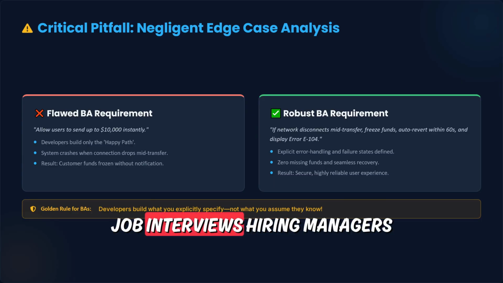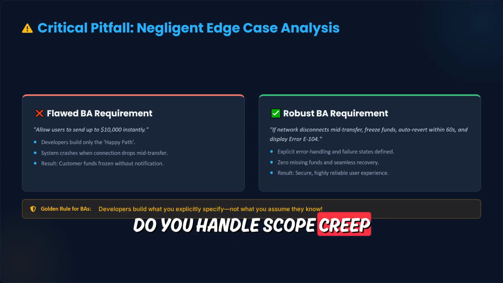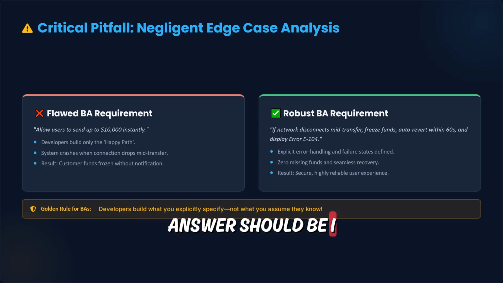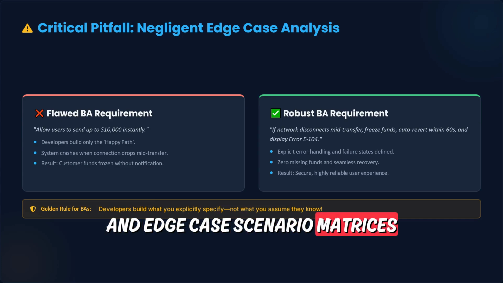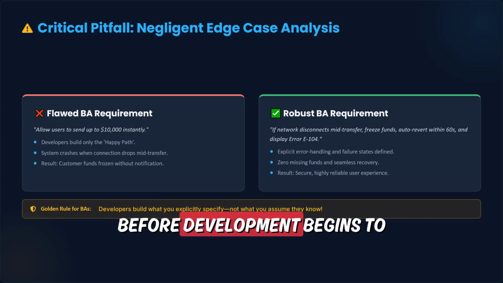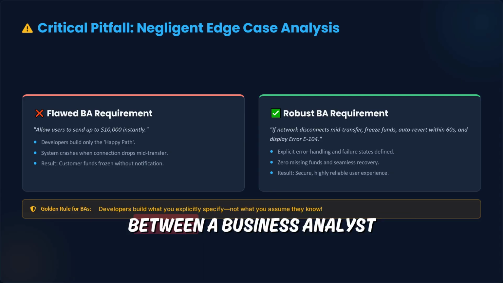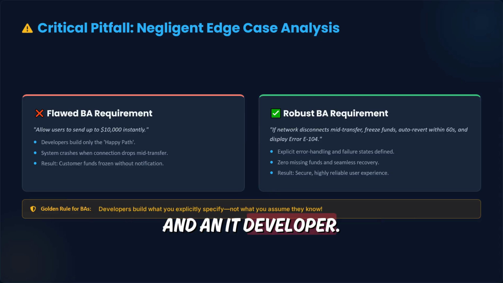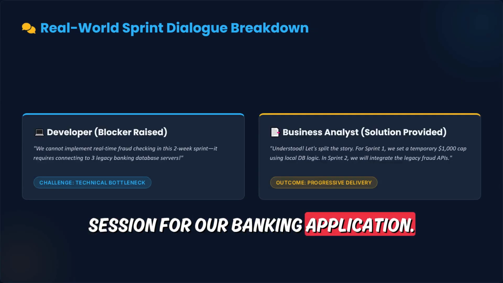In job interviews, hiring managers love asking, how do you handle scope creep and edge cases? Your answer should be, I map out visual process flows and edge case scenario matrices during backlog refinement before development begins. To see how this plays out in real time, let's eavesdrop on an actual conversation between a business analyst and an IT developer. Let's step inside a real sprint planning session for our banking application.